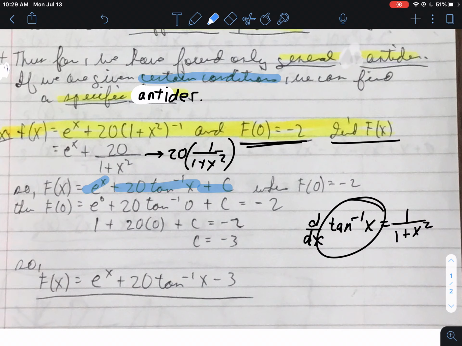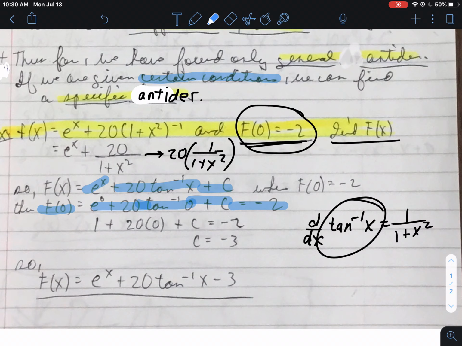Then we can make use of the information that's given. We are told that cap F of 0 is negative 2. So I have a function, cap F of x, and we know one of its function values. So F of 0, we'll plug 0 into F: e to the 0, plus 20 times inverse tangent of 0 plus c. And we know that that is equal to negative 2.